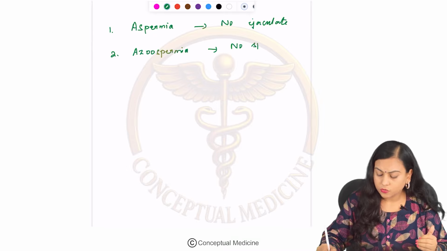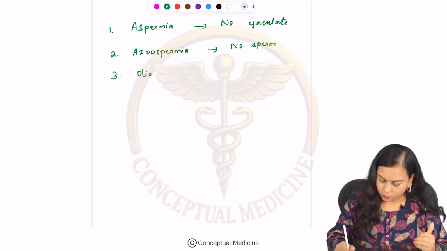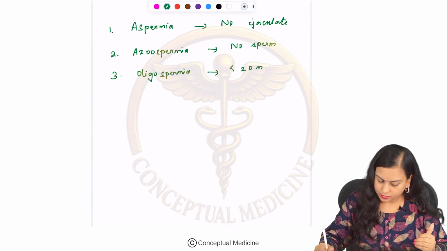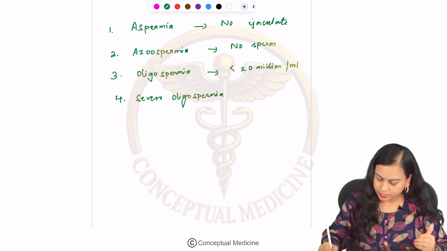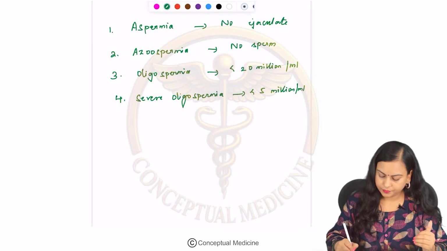That means no sperm in the ejaculate. Oligospermia means the sperm density is less than 20 million per milliliter. Severe oligospermia means the sperm concentration is less than 5 million per milliliter.